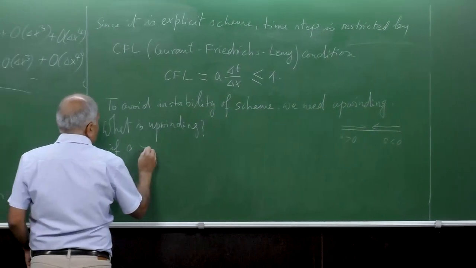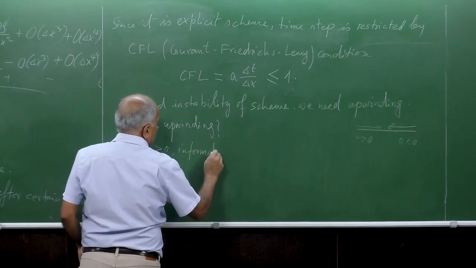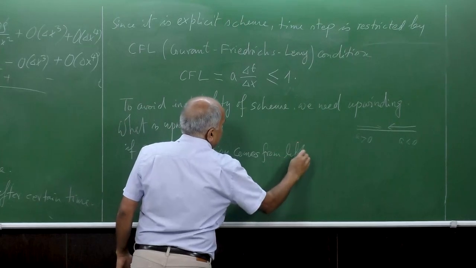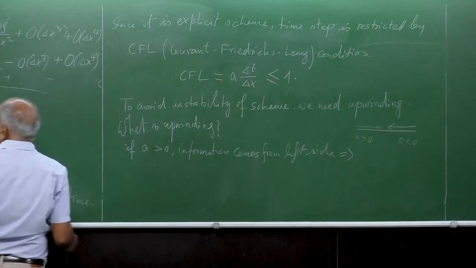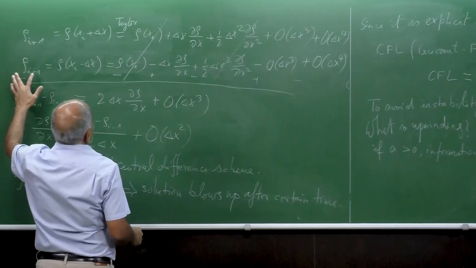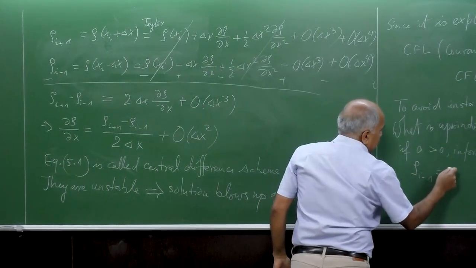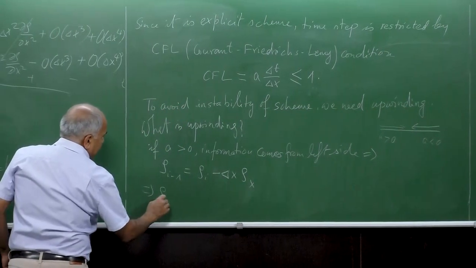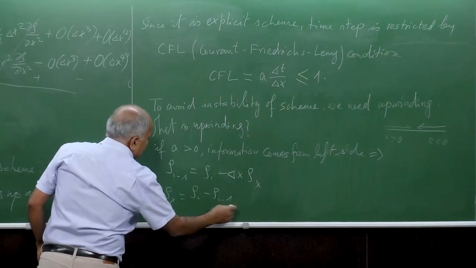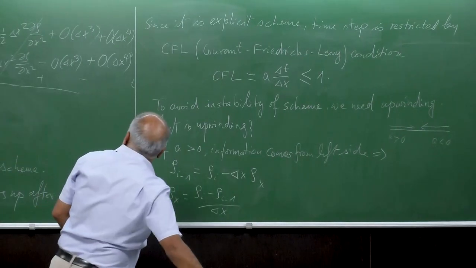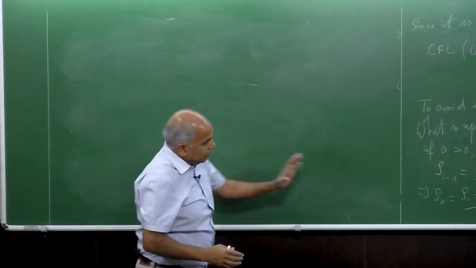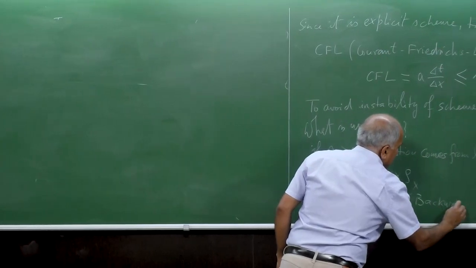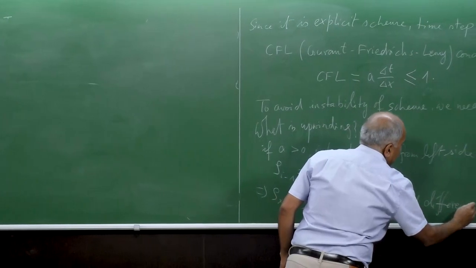If A is positive, information comes from the left side. This implies that for this derivative we just take the first order derivative. So we have rho I minus 1 is equal to rho of I minus delta x rho of x. Then it implies that rho of x is equal to rho of I minus rho of I minus 1 by delta x. So in this case, we are doing the approximation from left to right. This is called the backward formula.